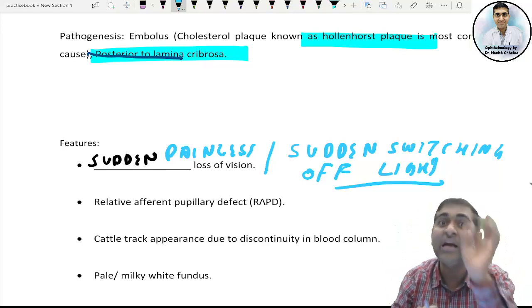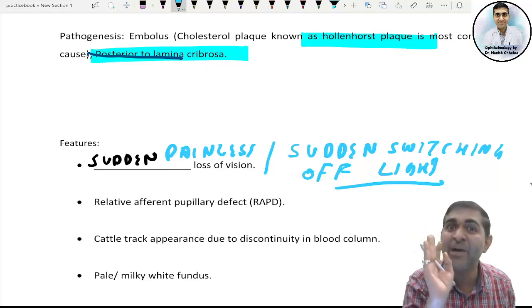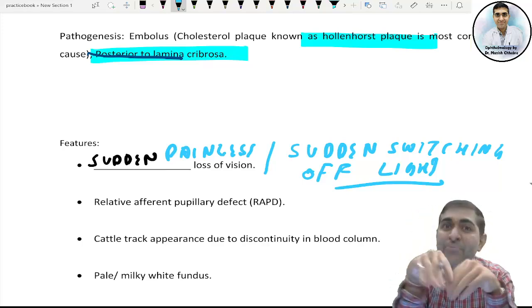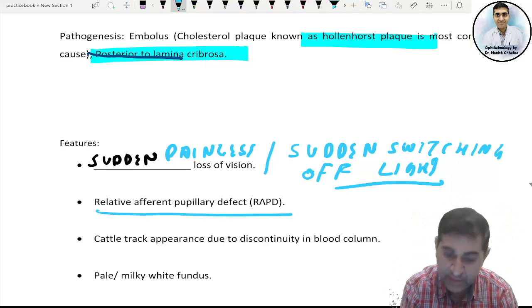But RAPD, relative afferent pupillary defect. Why? Because there is damage to the afferent pathway. Not actually damage, it is actually that the afferent pathway is non-receptive due to a non-receptive retina itself. So RAPD will be there.